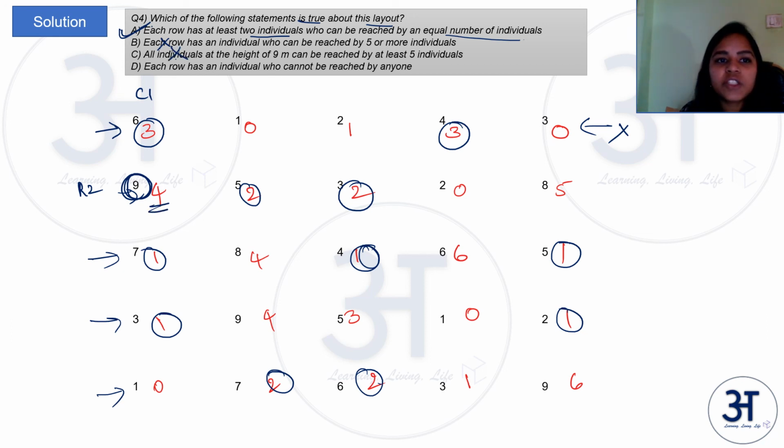Coming to option D, each row has an individual who cannot be reached by anyone. So the first row has such an individual, the second row has an individual, the third row doesn't have such an individual. So this is also not the answer. So the answer is each row has at least 2 individuals who can be reached by an equal number of individuals.